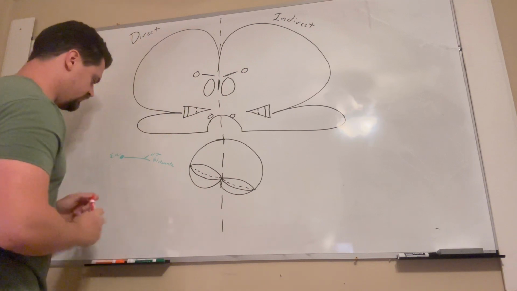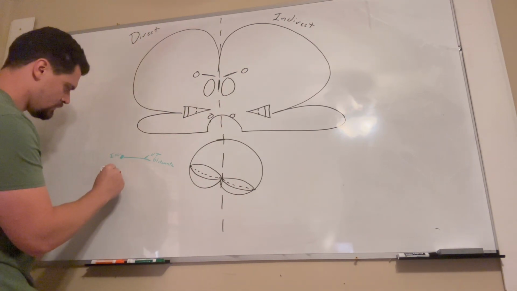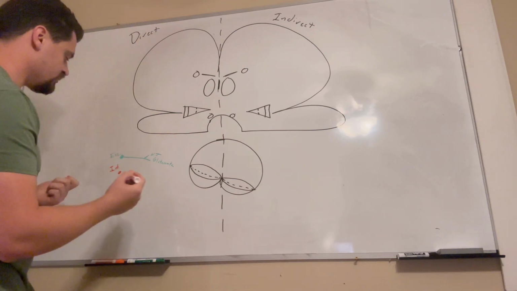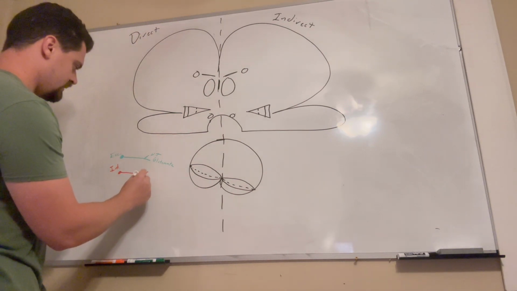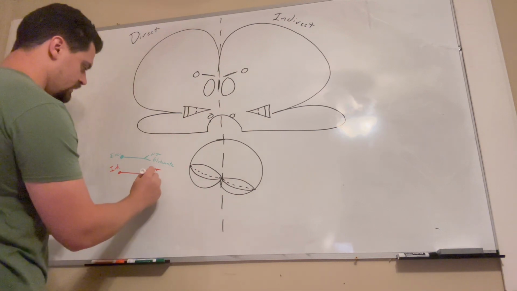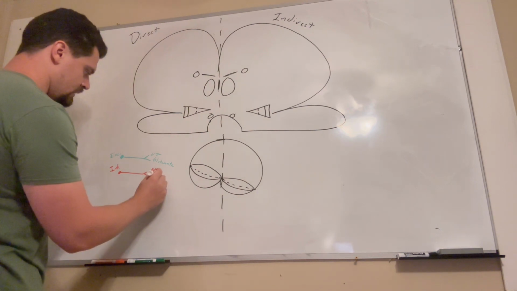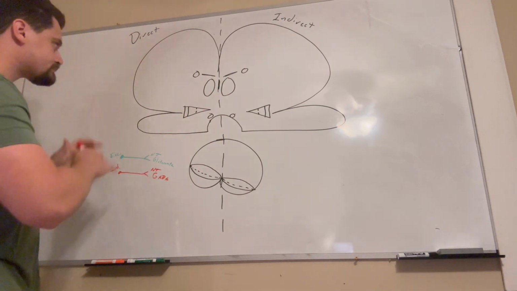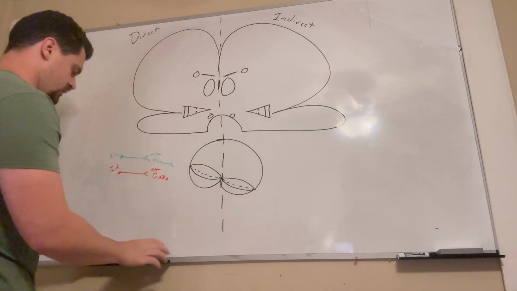Versus if I draw it in red, what I'm getting at here is this is an inhibitory neuron. And why is that? That's because it's going to release the neurotransmitter GABA. Now, are there other neurotransmitters? Yes. But when it comes to the basal ganglia, those are the main two.